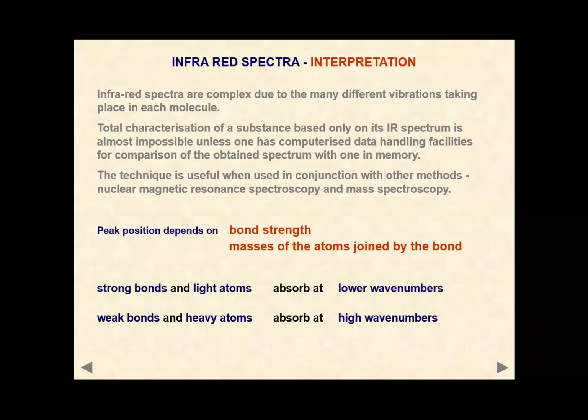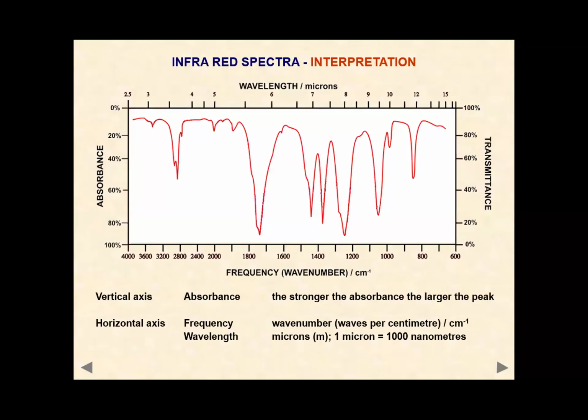Yeah. All right. So strong bonds and light atoms absorb at lower wave number, and weak bonds and heavy atoms, when I say heavy atoms, that means of greater atomic mass, weak bonds and heavy atoms absorb at high wave number. This is a typical infrared spectrum. Now, can you see these peaks in the downward direction, just like our fingers? Yes. So this is the infrared spectrum.